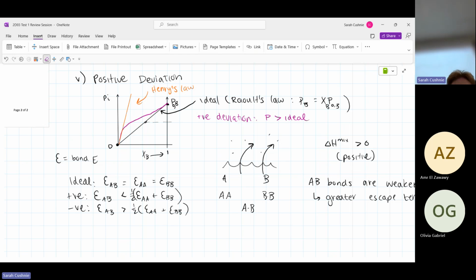The way I thought of it is, if they really, really like each other, they have really big bond energy. We like each other, so we're going to stay together. We're going to stay in the system forever. We're really happy here. That's why we have the negative deviation, because they want to stay there. They're so happy. That's how I thought of it.